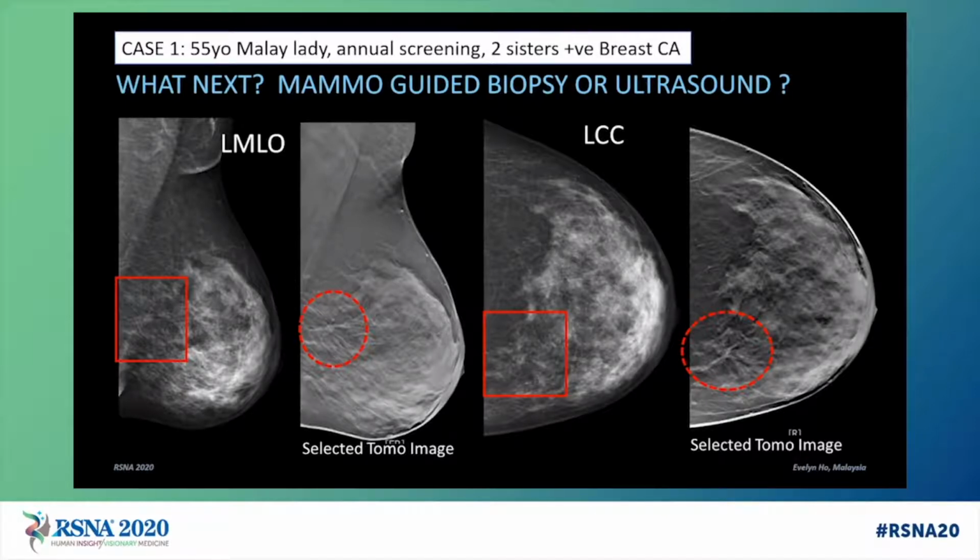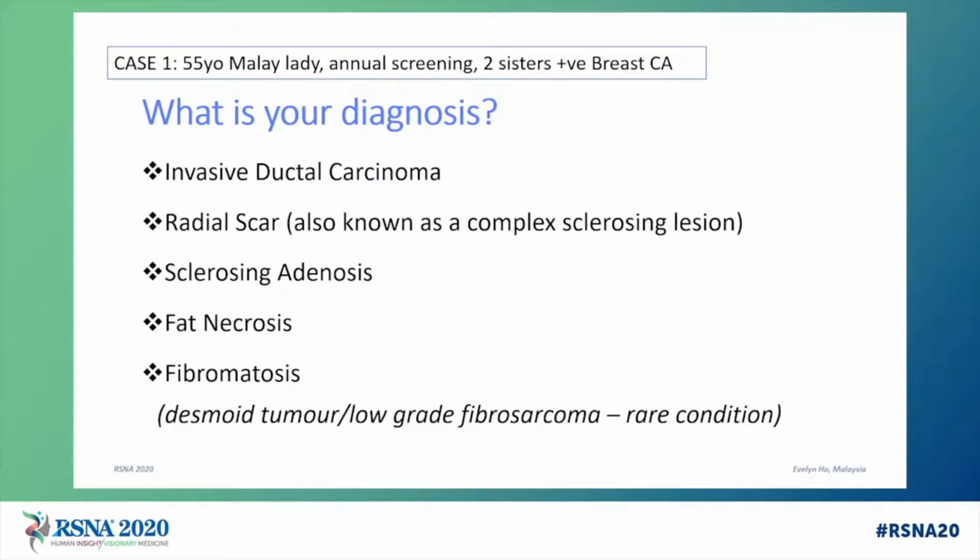Go to mammo-guided biopsy straight away? Before we address that, let's look at what the differentials for this lesion are. Other than carcinoma, be aware that a radial scar, although typically described to have a lucent central region, sclerosing adenosis and fat necrosis are differentials. For completion, add fibromatosis, which is a rare desmoid tumor that can appear just like what we see in this patient and tends to be posteriorly located.